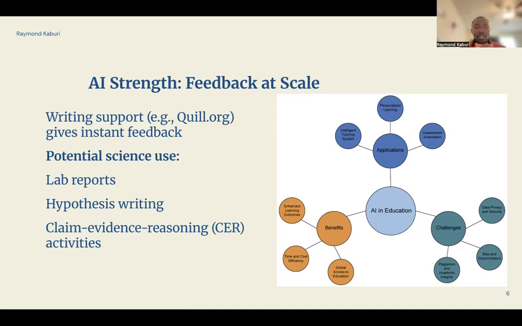For potential use in science, we can use it for experiments. We have said that. For lab reports, of course, hypothesis writing, claim evidence reasoning, and all other experimental activities. So these are the strengths that we would like to talk about for the sake of this video. I don't want to make it so long. If it becomes so long, then it starts becoming boring.